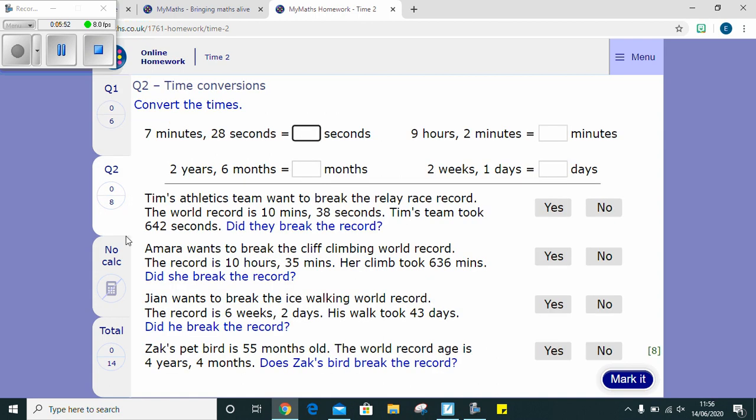Then you've got some word problems of things we've done before when we're converting seconds to minutes, minutes to hours, and hours to days. Now, I know you can do this.